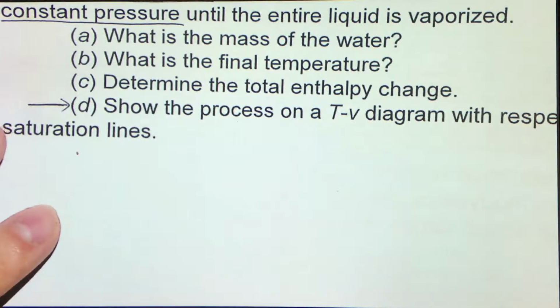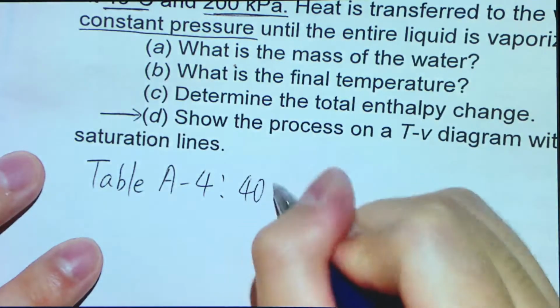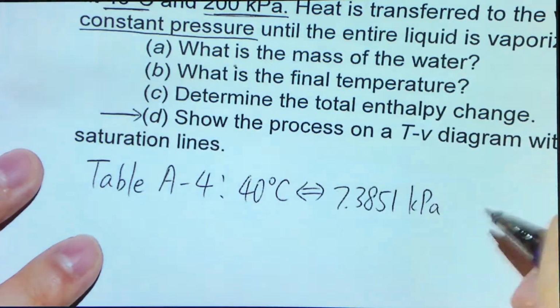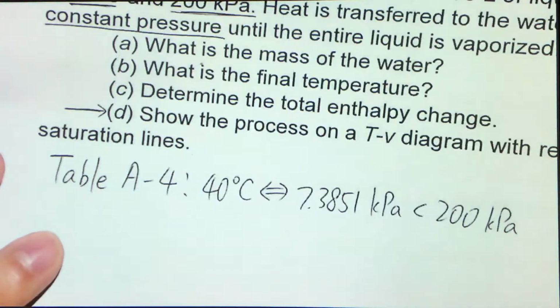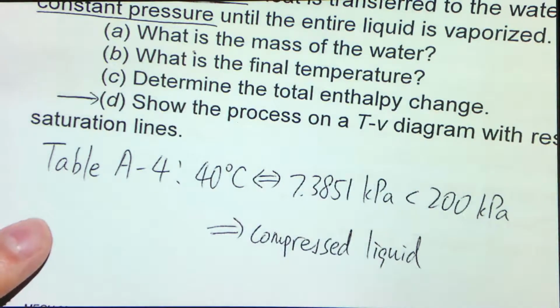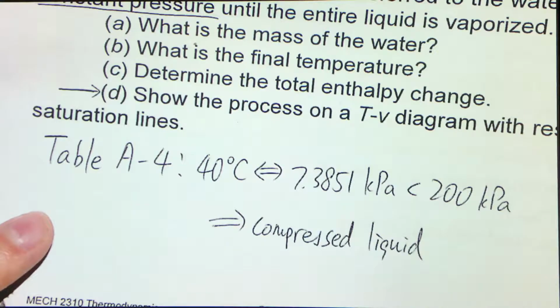So let's go back to part A. We need to find out the mass of water. But how can we find out that? As I've said, if you go to table A4, you will see that 40 degrees C corresponds to a saturation pressure of 7.3851 kilopascal, which is smaller than 200 kilopascal. As a result, in this case it is a compressed liquid. So we will either go to the compressed liquid table or just use the approximation. Most likely, we would need to use the approximation, because if you really go to table A7, you will see that we just have a very narrow range of data.